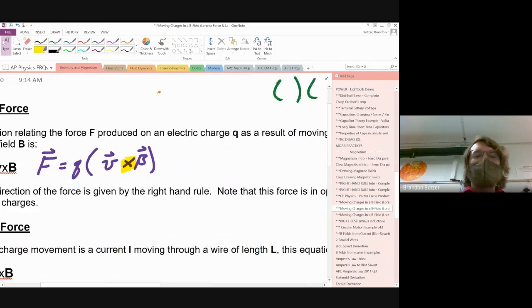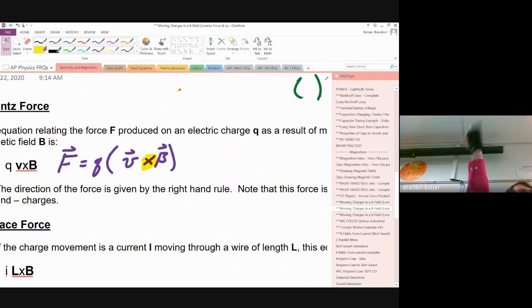So this X here is a cross product. It is the right-hand rule. And because it's a vector cross product, we get an output of a vector here, okay? So we're going to be able to see the direction of the force vector from this.